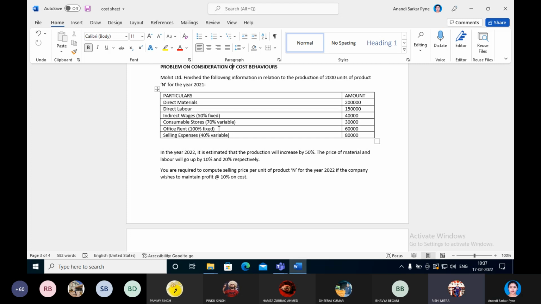Ma'am, my indirect wages came as 20,000 fixed and 20,000 variable, and consumable stores came as 21,000 fixed and 9,000 variable. Now you see this one, that in the year 2022, it is estimated that the production will increase by 50%. So if the production increases by 50%, then the units will be 3,000, right? Rather than 2,000, it will become 150%, which is 3,000.